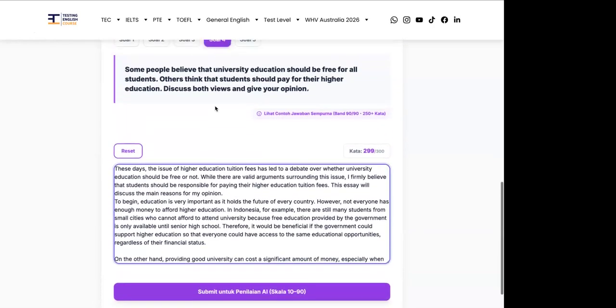So the topic is some people believe that university education should be free for all students, while others say students should pay for their higher education. These days, nowadays, the same thing. The issue of higher tuition fees has led to a debate. It's nice. This is nice. Has led to a debate over whether university education should be free or not.